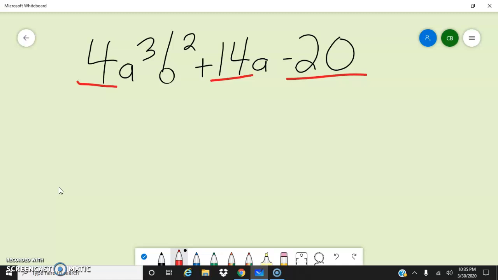Well, I know 2 goes into 4, 2 goes into 14, and 2 goes into 20. Is there anything higher that would go into those numbers? Well, 3 obviously is not going to work. How about 4? Well, 4 goes into 4, sure, but 4 doesn't go into 14, so 4 is not a GCF. So that means that our GCF in this case is just going to be 2. GCF is 2.